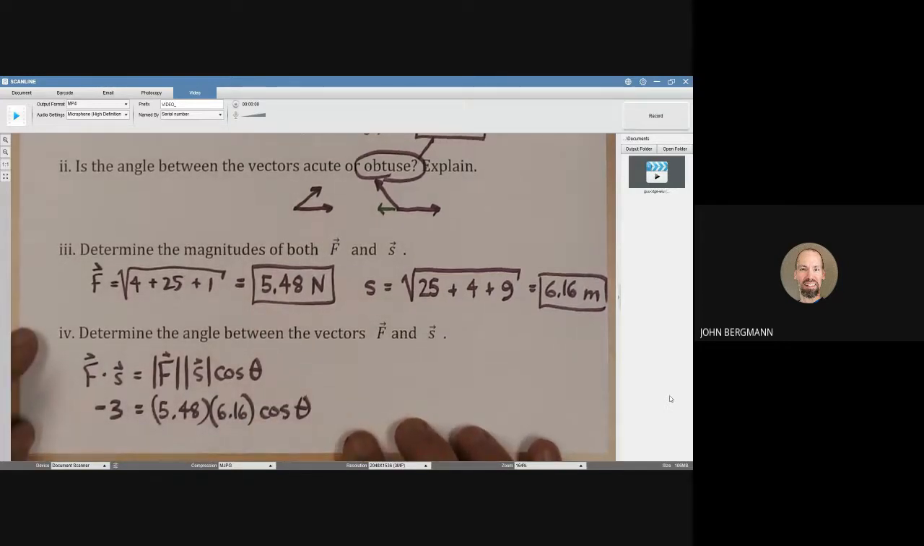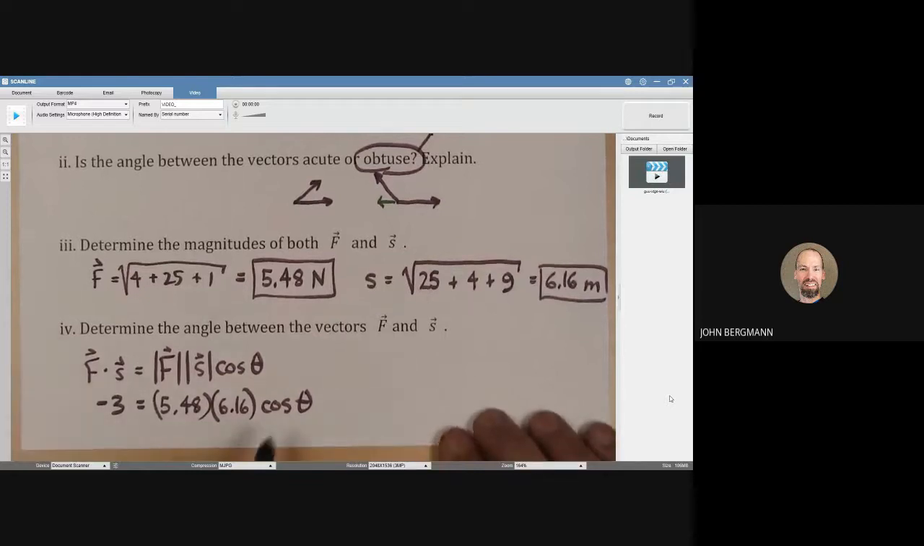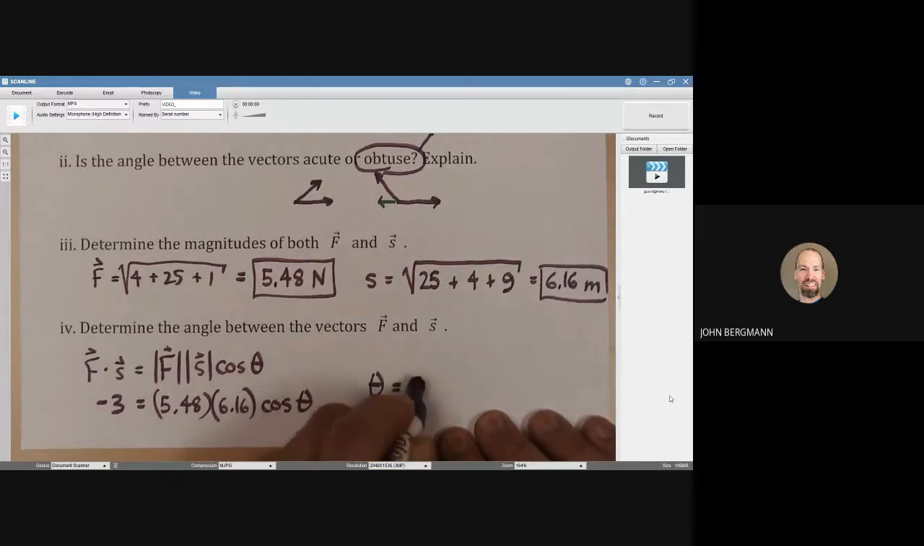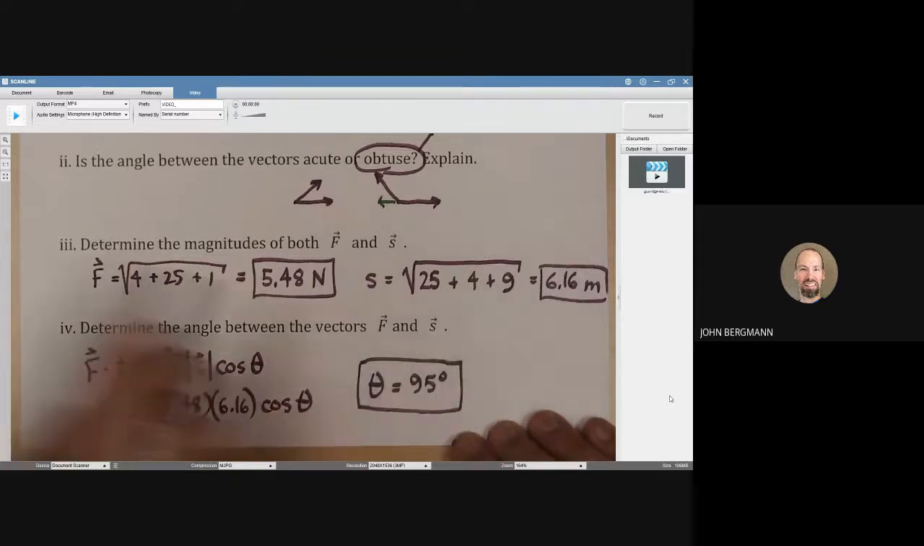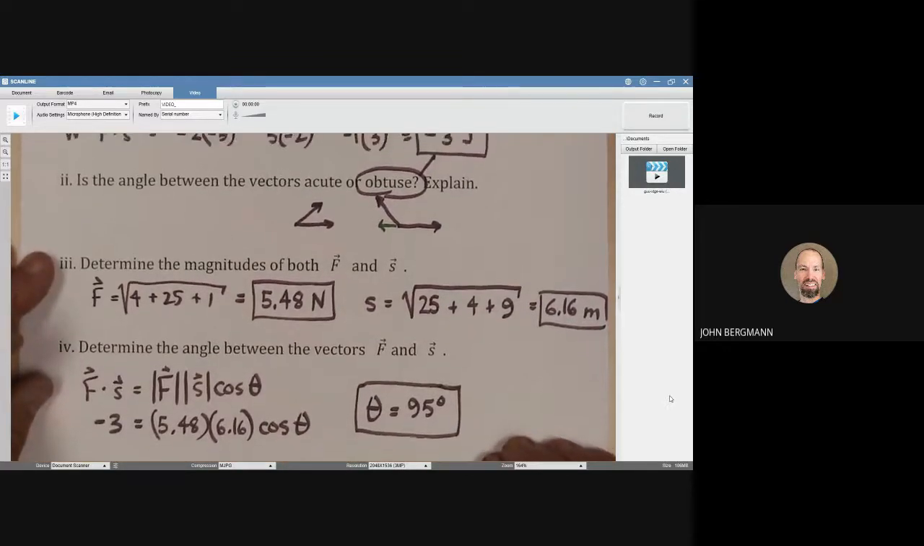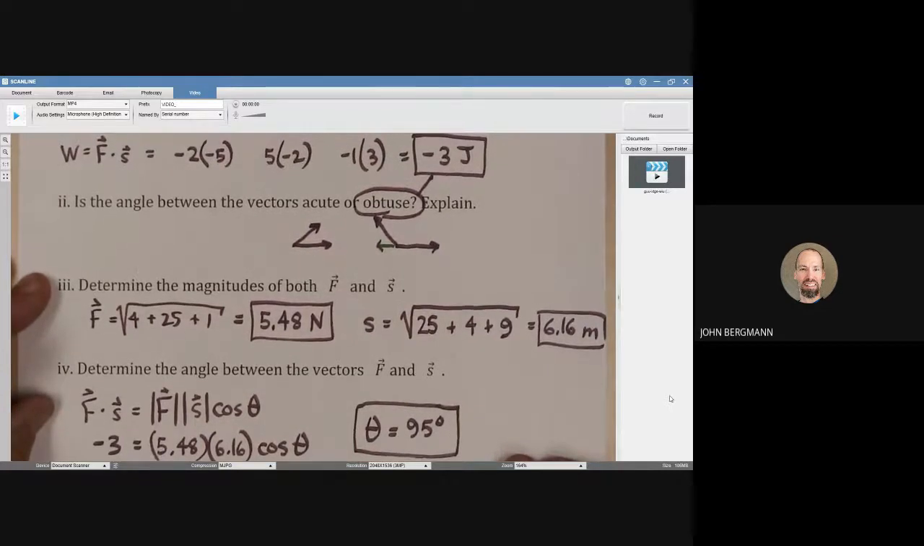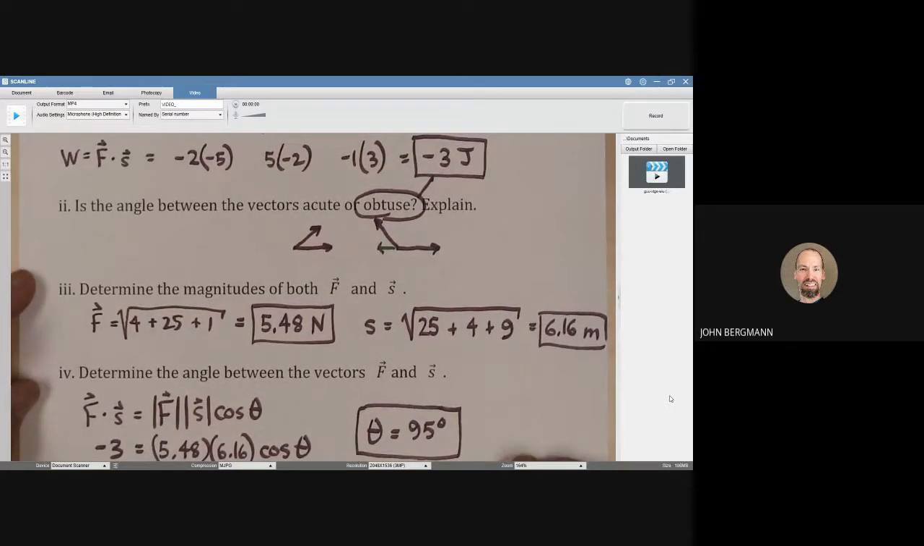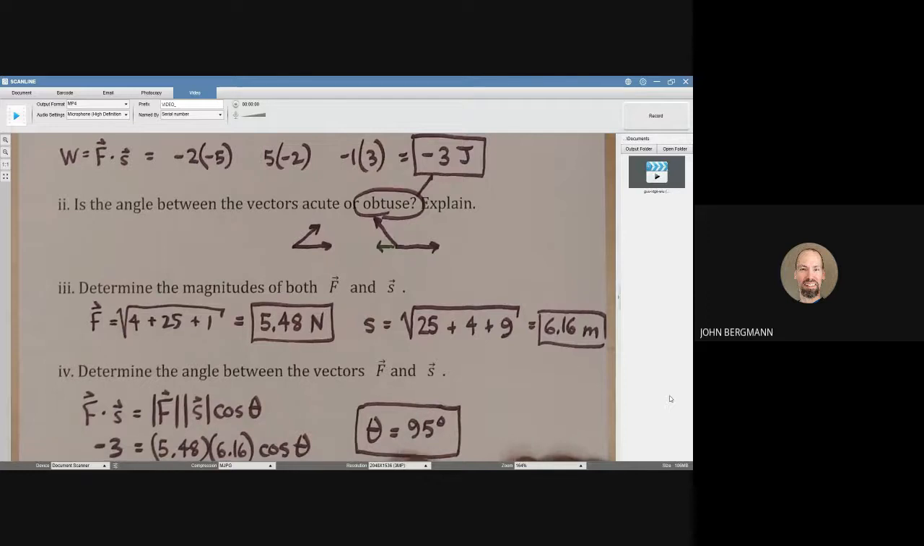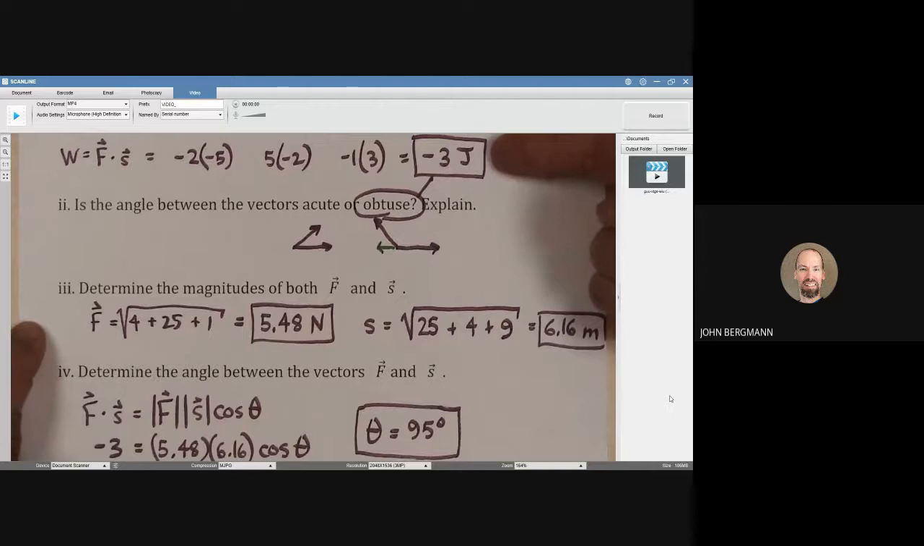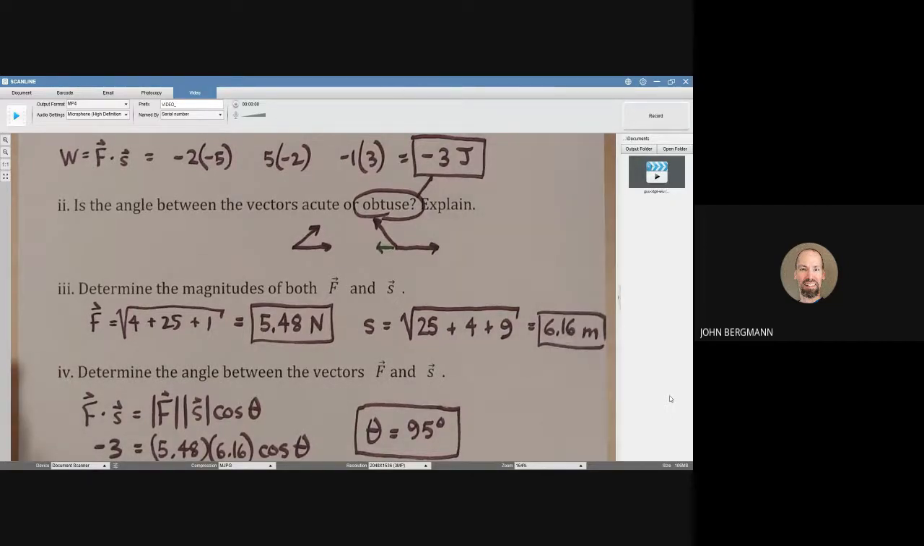So we'll definitely need a calculator for this, and we have to use our inverse cosine function right there at the end, don't we? Well, when I did that, I got theta to be 95 degrees. Sure enough, it is an obtuse angle, and as we predicted a little bit ago, it's not real obtuse, just a hair beyond 90. We guessed that it might be that way because of the low magnitude of this negative work right there. So I think that's how you do that.